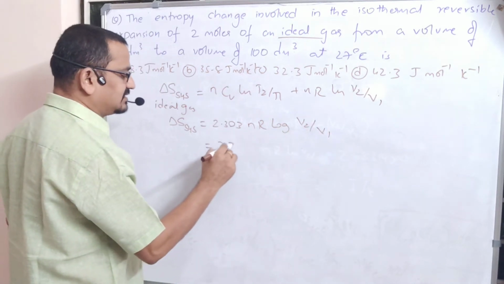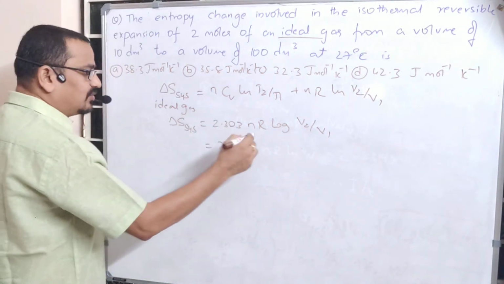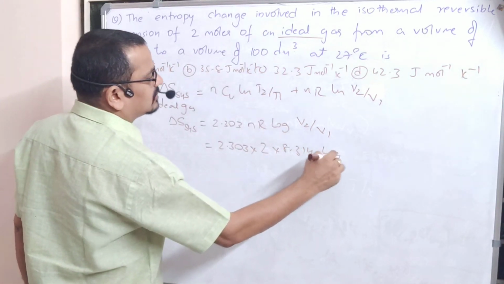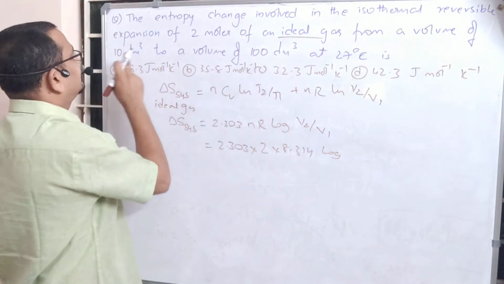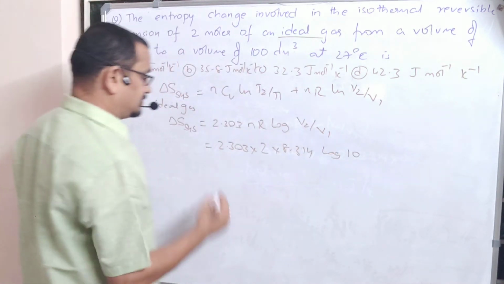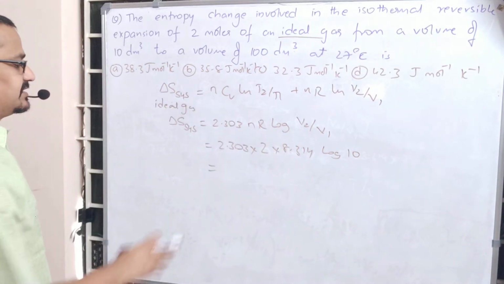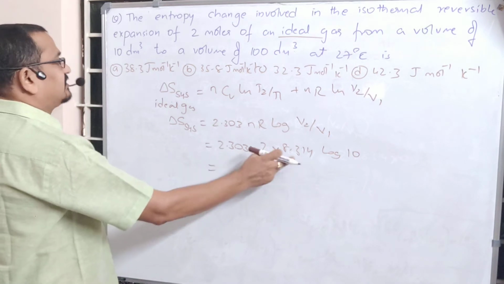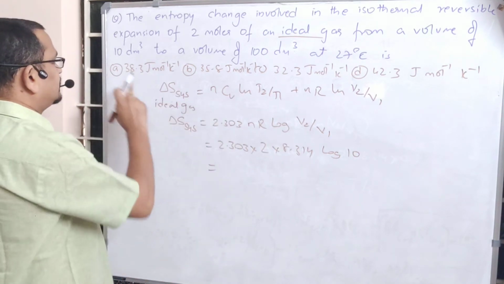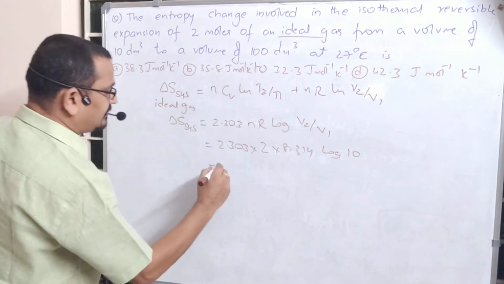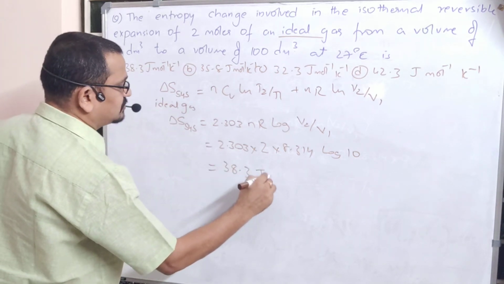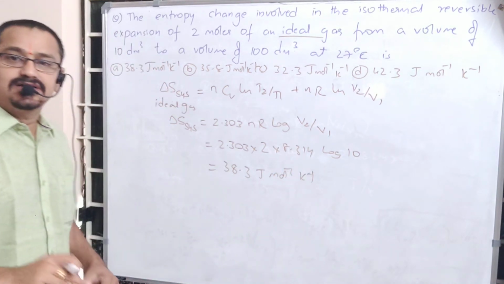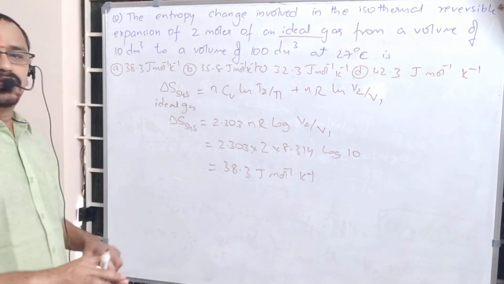Now we know the values. 2.303 into how many moles? It is 2 moles into 8.314 joules. Log V2/V1, V2 is 100 and V1 is 10, so 100 by 10, log 10 is 1. On taking the product, it is around 4.6 into 8; 4 8's are 32 something. So 4.6 means 5, 5 8's are 40, near to 40 but won't exceed 40. So it will be 38.3 joule per mole per Kelvin. Sometimes we have to come to an approximation in this way to save time. So this is one model of a numerical.